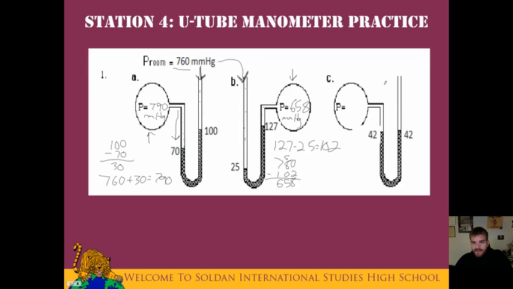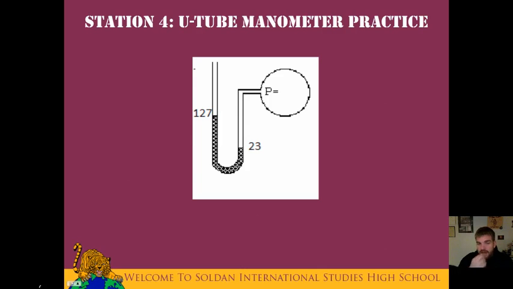Okay, let's try it. This is 760 pushing down here still, and they're equal. So 42 minus 42 is 0. So the difference in pressure here is 0, which means that this one must also be 760 millimeters of mercury.